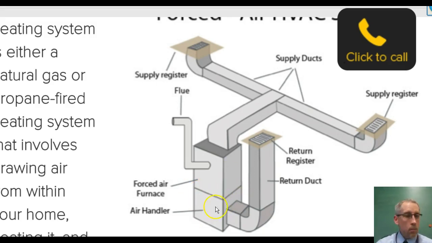Okay, so a big motor turns a big fan, and that's why we call it forced air, because the fan is forcing the air through it. And then it goes out into the room and should distribute itself pretty nicely throughout the room. And then the air has to go back to the furnace and be warmed up again.